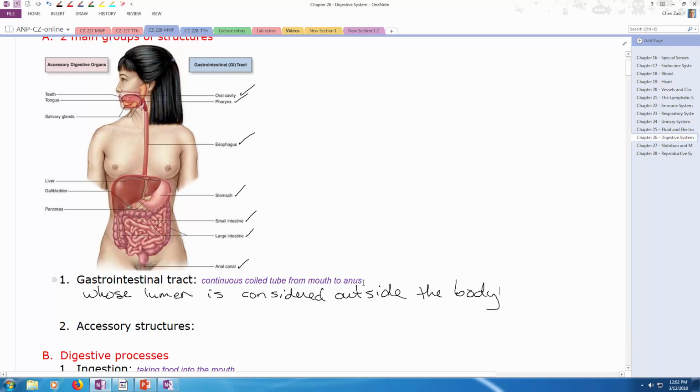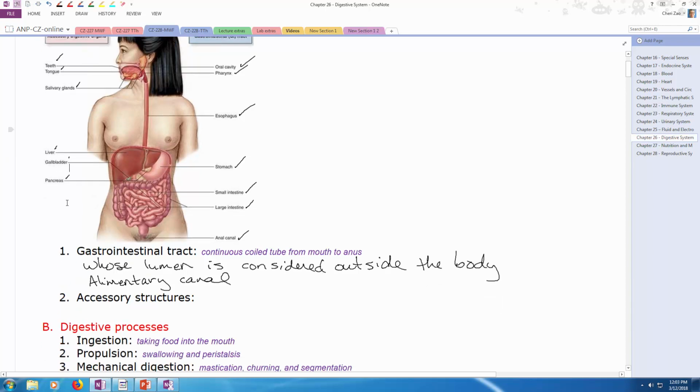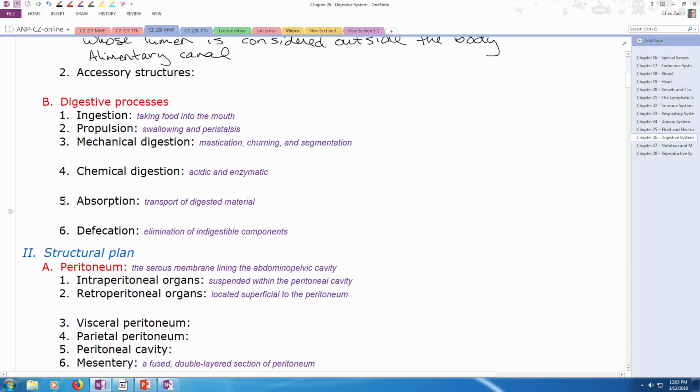Another name for the gastrointestinal tract is alimentary canal. The accessory structures are going to help us with various components of the digestive processes. And so we start in the oral cavity, and we have teeth, tongue, salivary glands, liver, gallbladder, and pancreas. So those are the accessory structures. Altogether, they make up the digestive system.